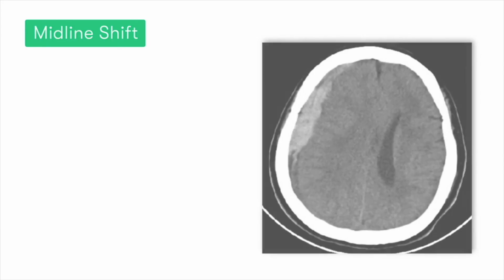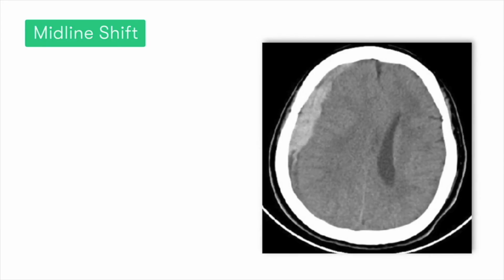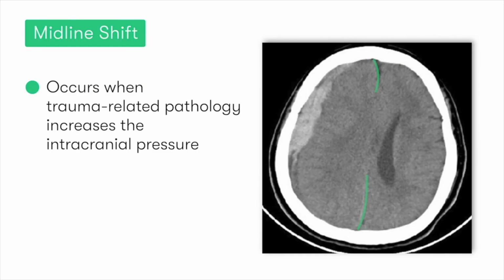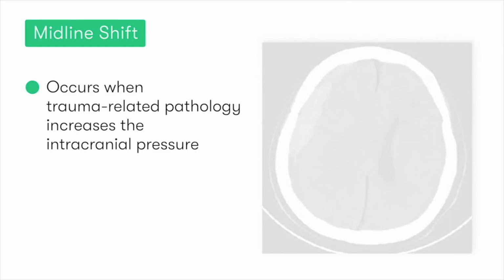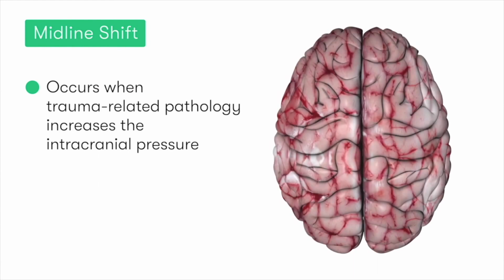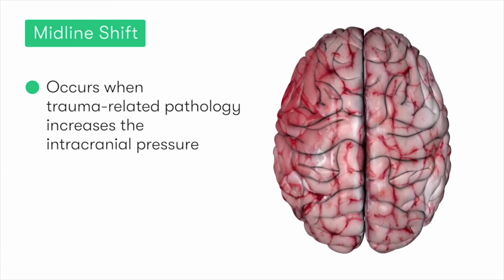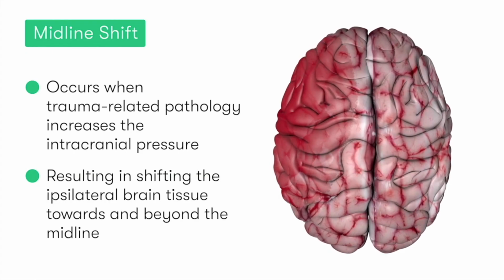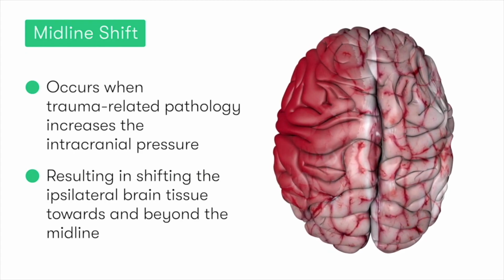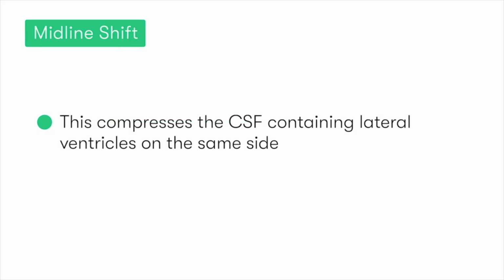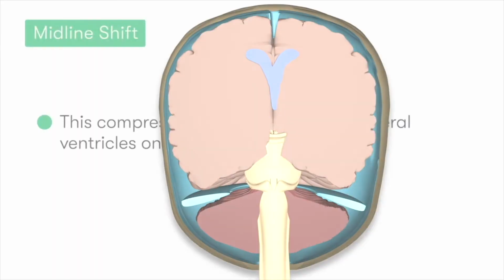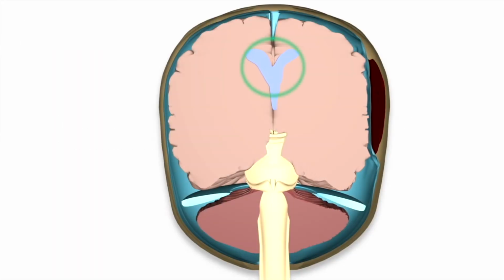This CT image also demonstrates an important feature of raised intracranial pressure in a traumatic brain injury patient, and that's midline shift. Essentially, this occurs when a trauma-related space-occupying pathology, in this case a hematoma, increases the intracranial pressure to such an extent and has such a mass effect that it shifts the ipsilateral brain tissue towards and beyond the midline. This is associated with effacement or compression of the CSF-containing lateral ventricles on the same side, as the CSF gets pushed out of the intracranial space, in keeping with the Monro-Kelly doctrine, in an attempt to control the intracranial pressure.